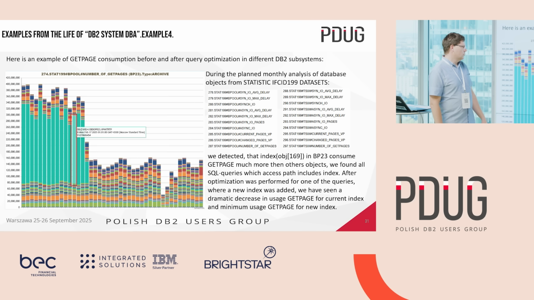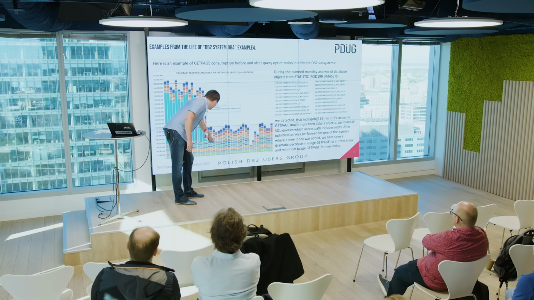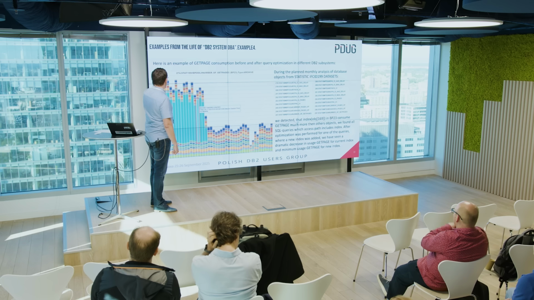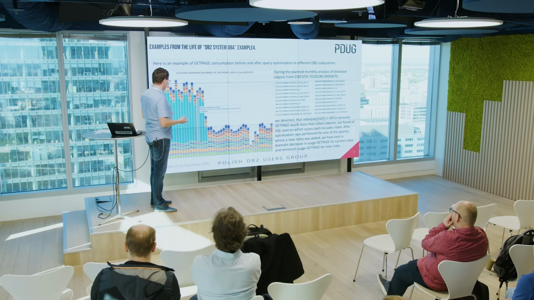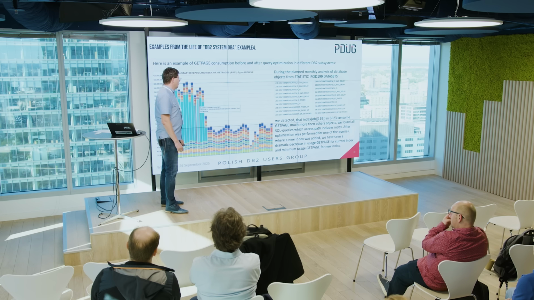when a new index was added, we saw a dramatic decrease in get page usage for the current index and minimum get page usage for the new index. From this value to maybe a very small value. It's very good. I know that 316 million get pages is not too high a value completely, but why not decrease this value? It's very good.